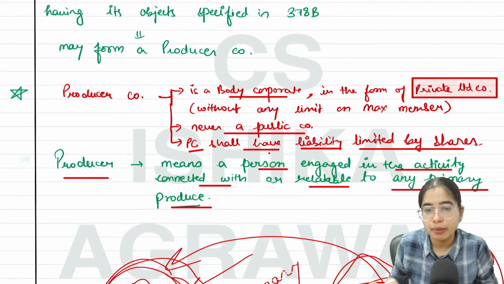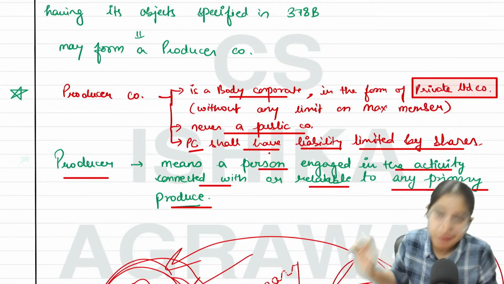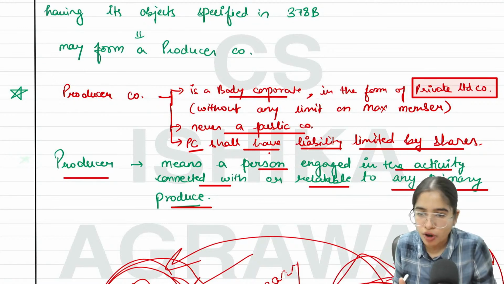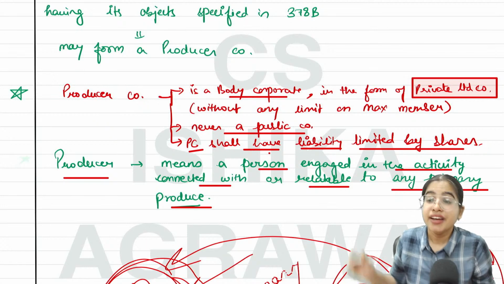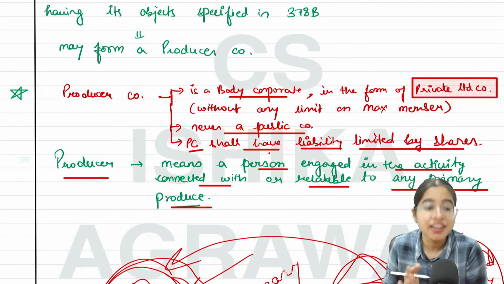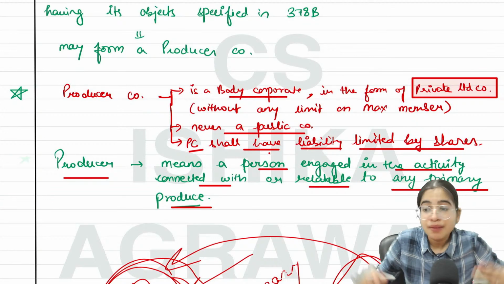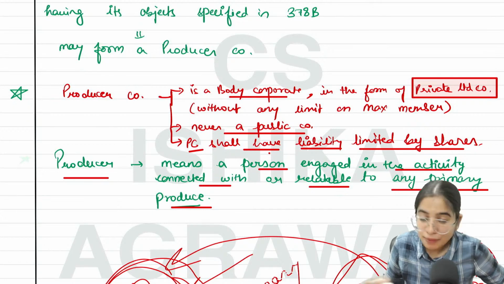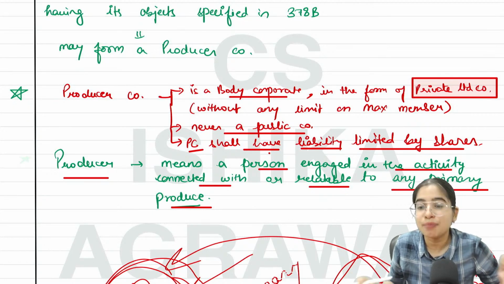There is no limit on members. Even in a producer company there can be more than 200 members, like 300 farmers can join together and form one producer company, but still it will always be in the form of a private limited company. So this is basically an exception, that in a producer company there can be unlimited members, still it will be a private company. There will not be a limit of maximum 200 members in case of a producer company.